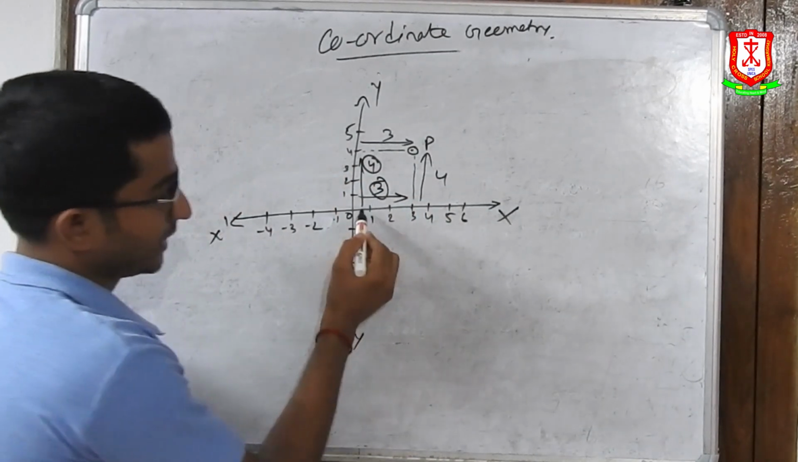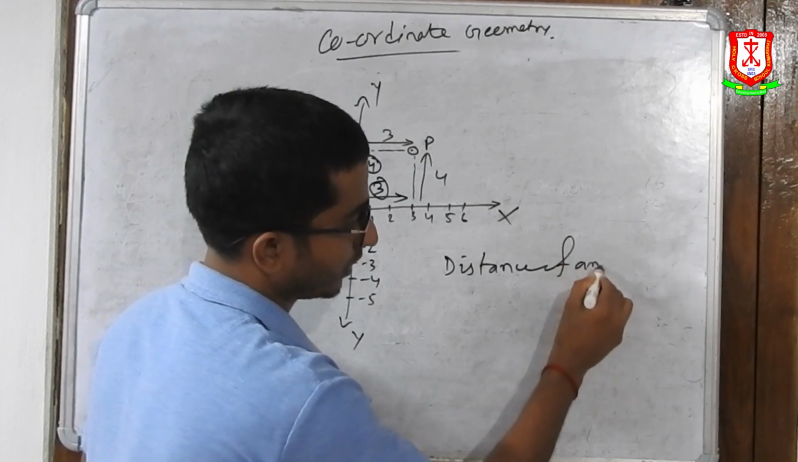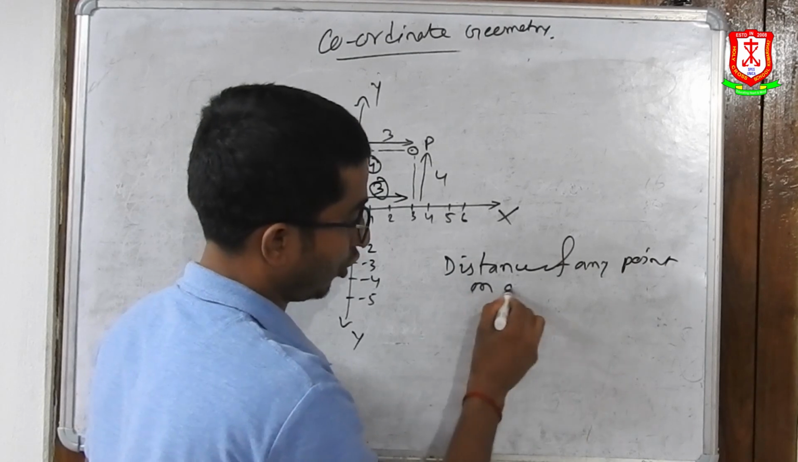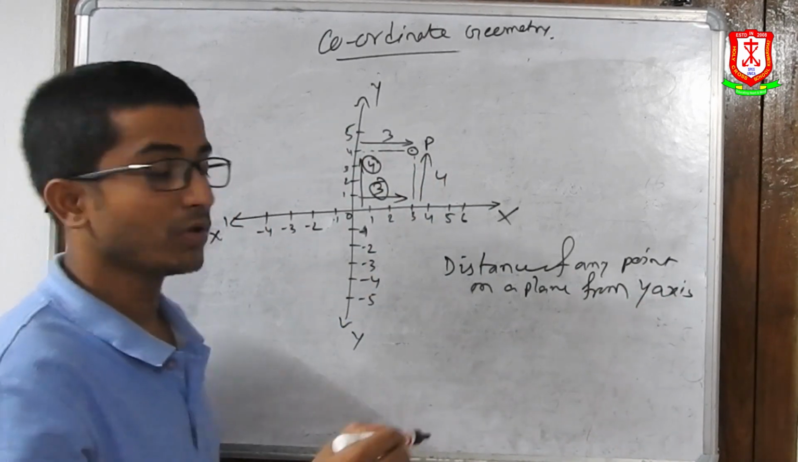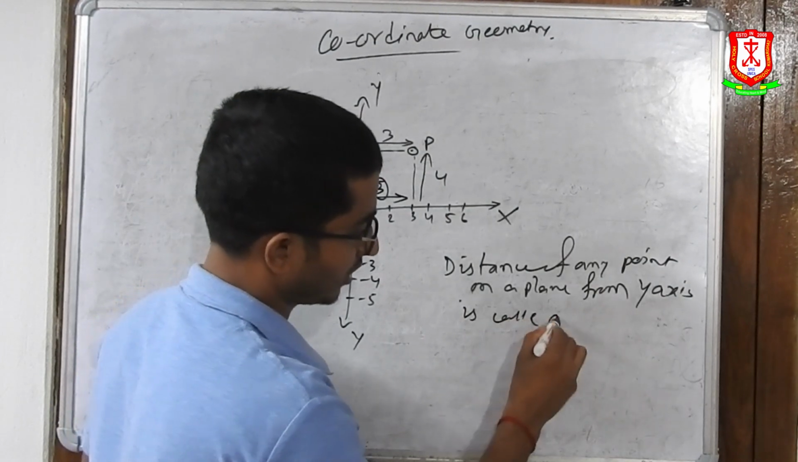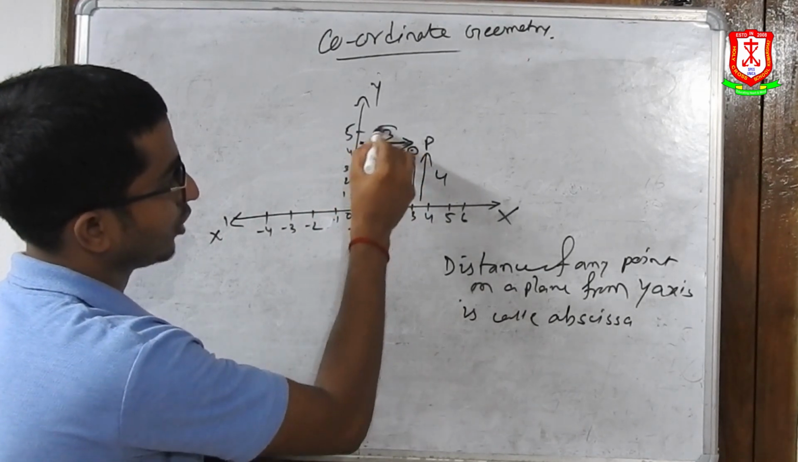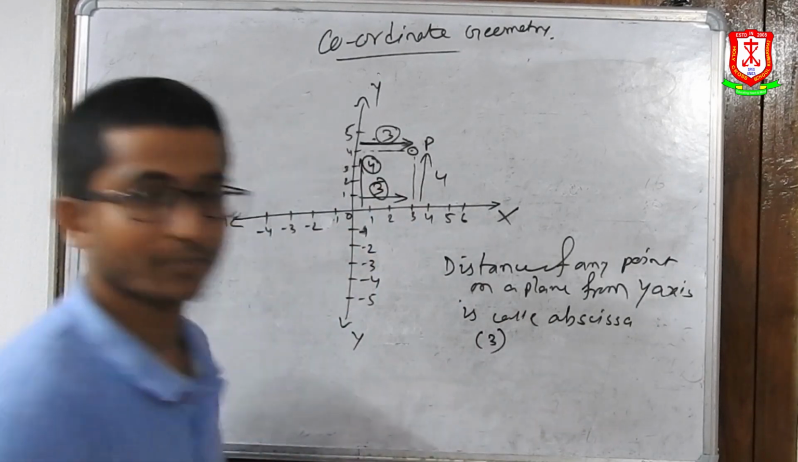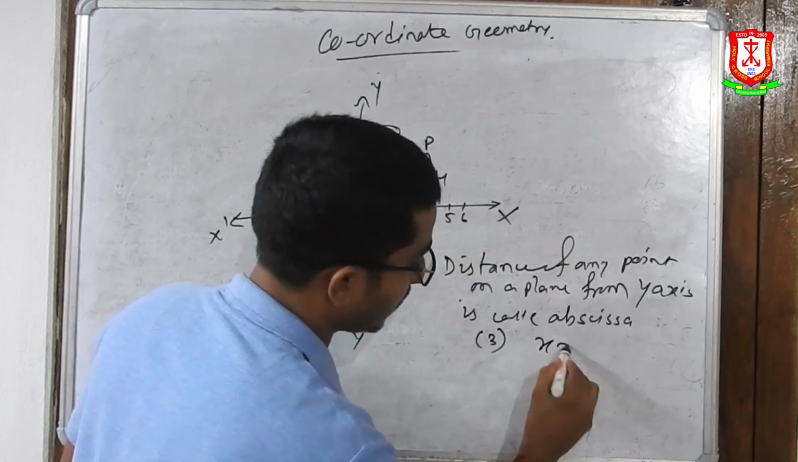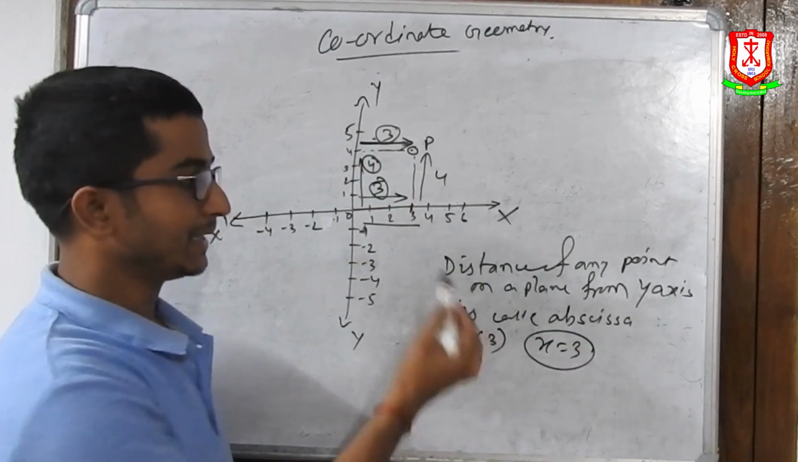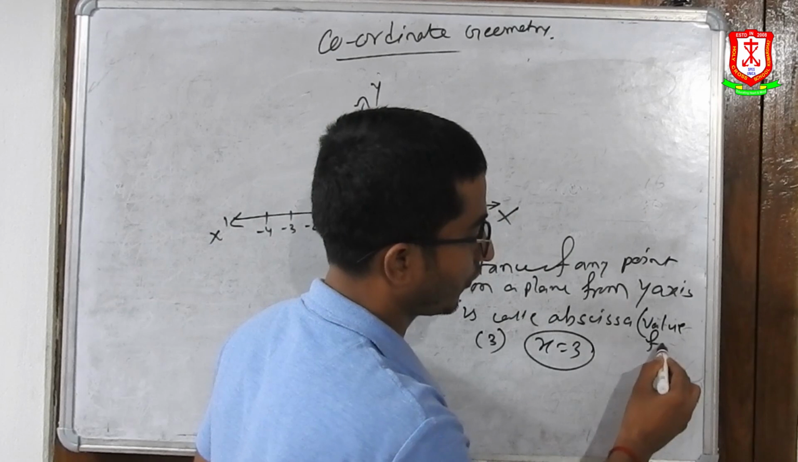Then what can we say? The distance of any point on a plane from the y-axis is called the abscissa. What is the abscissa here? Here the abscissa is 3. In the x-axis, the value of x here is 3. So the distance of any point on a plane from the y-axis is called the abscissa, or it is the value of x.